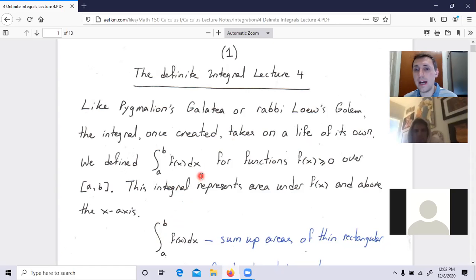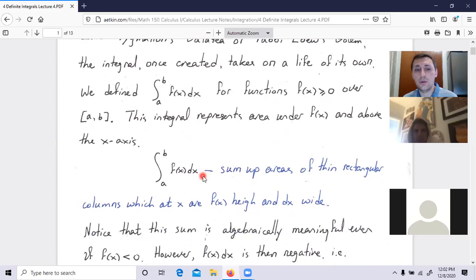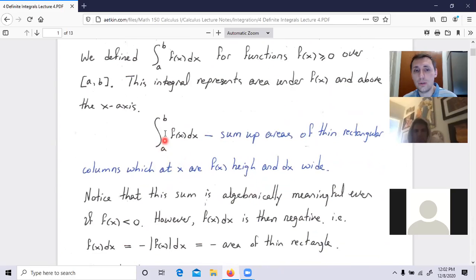Now let's see what will happen if I do the integral from a to b of f of x, where I'm assuming usually that b is bigger than a. Now what would happen if I drop those assumptions? What will change? Okay, so this means simply what? Sum up areas of thin rectangular columns which at x are f of x high and dx wide, those rectangles, right? So that's what this thing is saying.